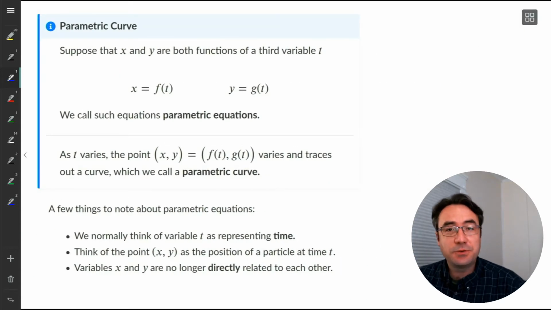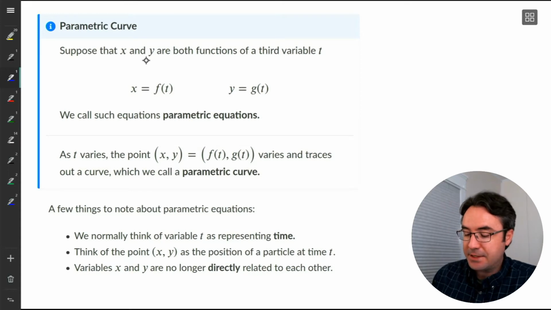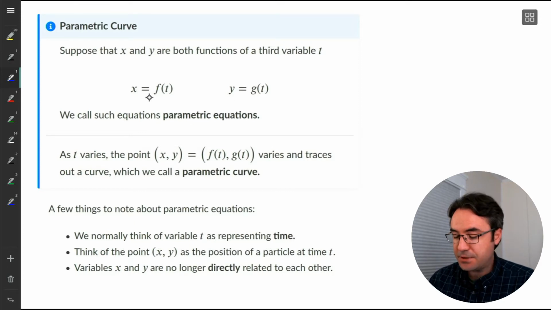Well, we're still going to be using functions, but now x and y are both functions of a third variable, and we're going to normally use variable t here. So x is going to be a function f of t, and y is going to be a function of t, g of t. And so these two equations here are called our parametric equations.